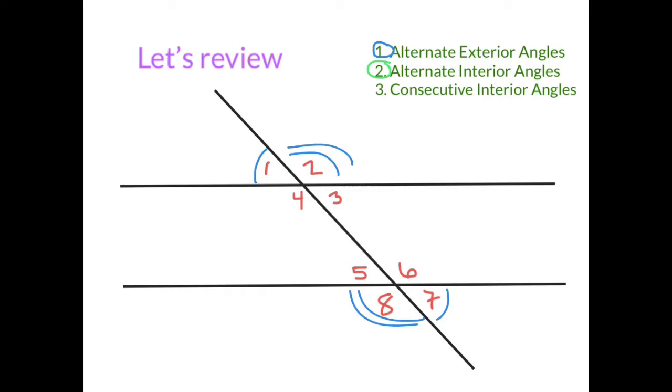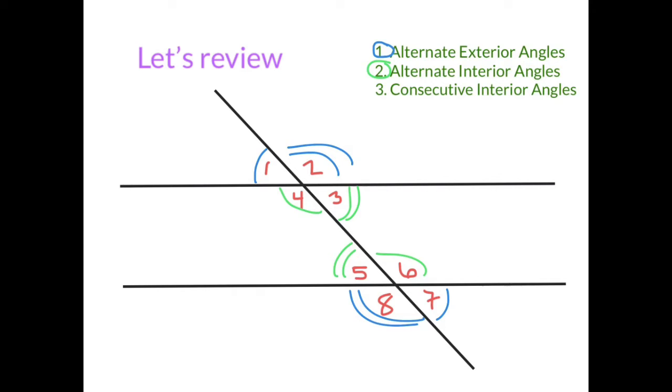So the second one, alternate interior angles are congruent. So angle 4 is congruent to angle 6, and angle 3 is congruent to angle 5. Okay, that's by alternate interior, they are congruent.